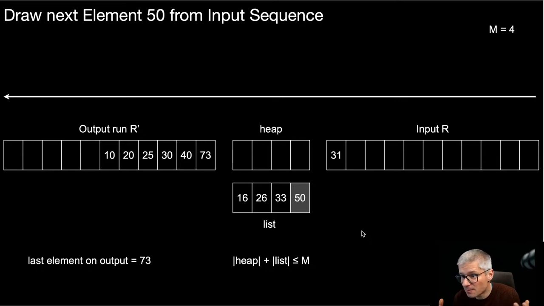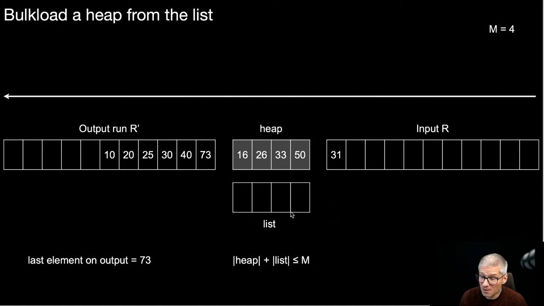Now there's no element to remove from the heap anymore. The heap is empty, but I have this list of elements I kept aside. So now what I do is I heapify that list into my new heap. The heap is empty, I heapify that. Now I have a new heap. The list gets empty. And then I start all over again with the algorithm.